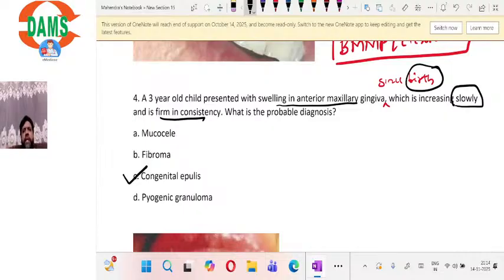Epulis is a small growth. It is firm in consistency. It can be sessile or pedunculated. Usually typical for anterior maxilla. That is congenital epulis.